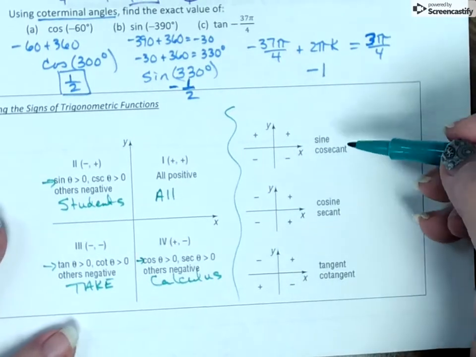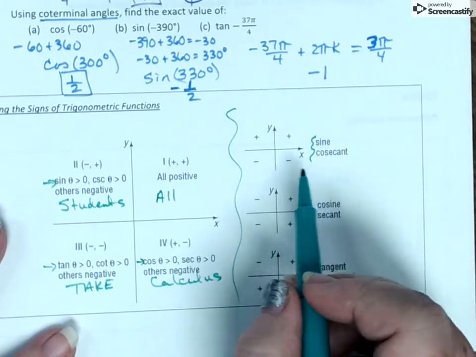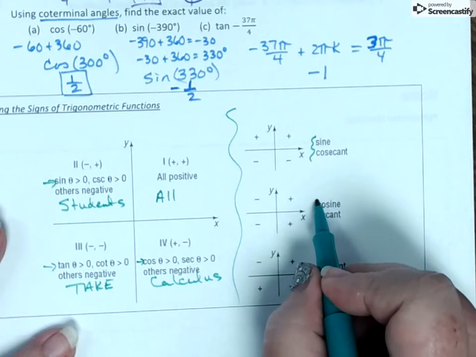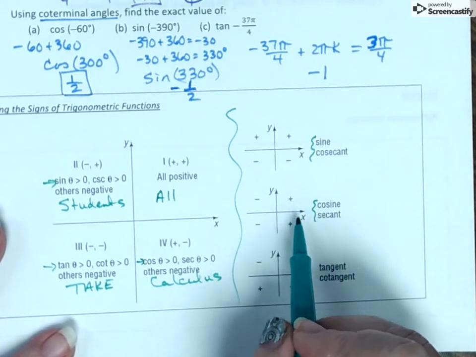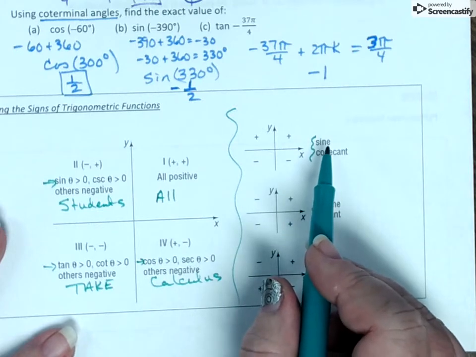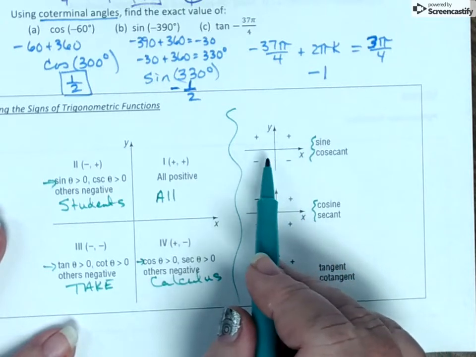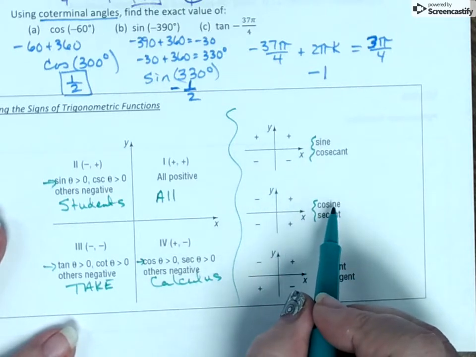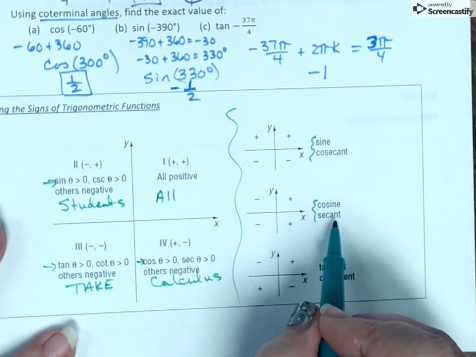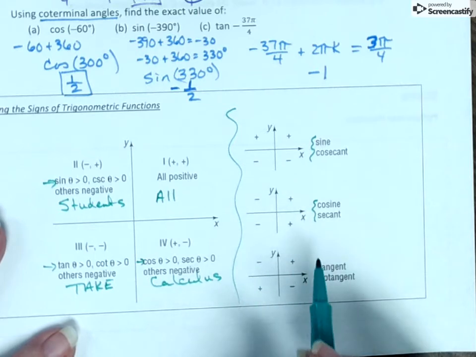Well, there's another method for remembering this. Sine and cosecant are reciprocals, so they're positive on top, negative on the bottom. Cosine and secant are reciprocals, so they're positive on the right and negative on the left. Think about that: sine was related to y over r and r over y. Y is positive on top, negative on the bottom. Cosine was x over r, and secant was r over x. X is positive on the right and negative on the left.